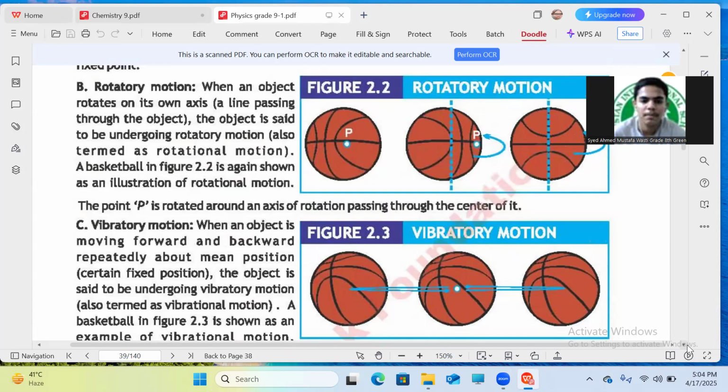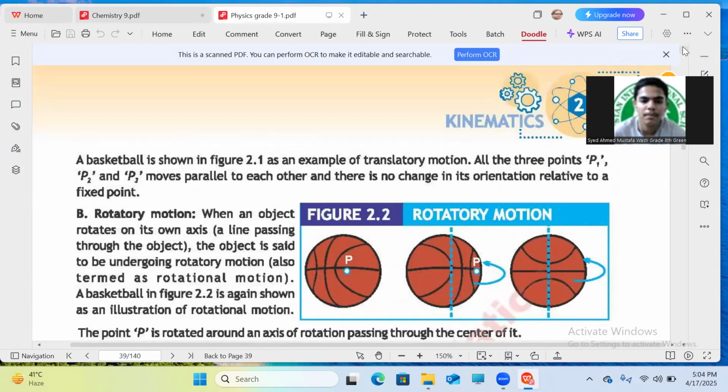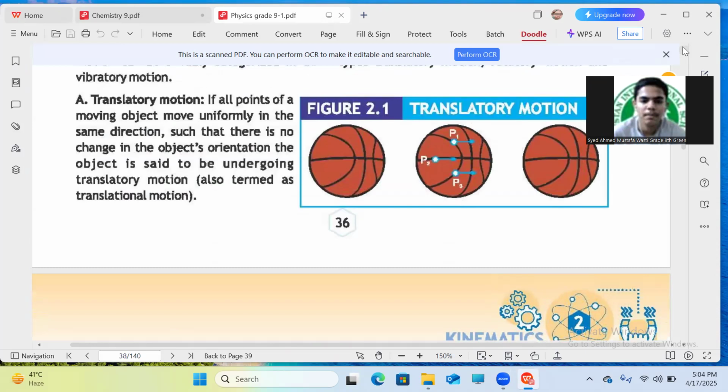The three types of motion that we studied in our last lecture were translatory motion, rotatory motion, and vibratory motion. We learned in translatory motion that if we have parts of an object, such as P, Q, and R, and we throw or move the object, P, Q, R will still remain the same. It's not possible that P, Q, R become Q, P, R or R, P, Q.